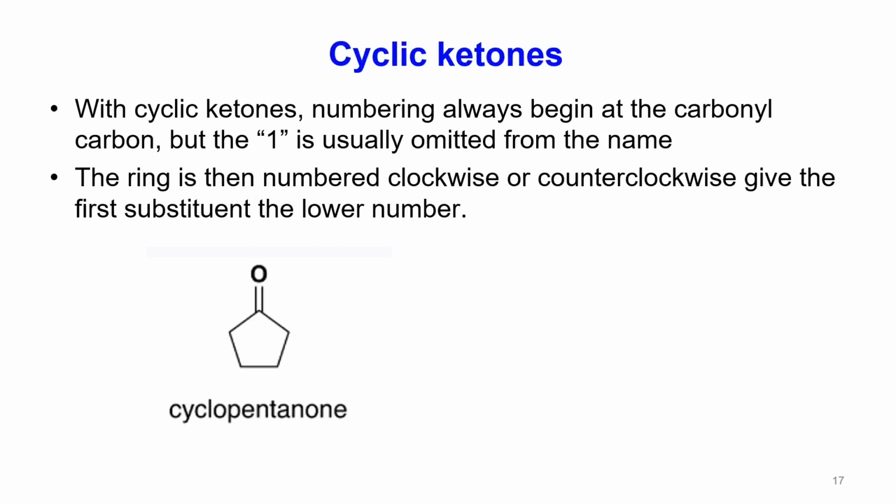Cyclic ketones. With cyclic ketones, numbering always begins at the carbonyl carbon, but the 1 is usually omitted from the name. The ring is then numbered clockwise or counterclockwise to give the first substituent the lower number. Look at the first structure. In this structure, we have carbon double bond O on a cyclopentane. So the IUPAC name is cyclopentanone.